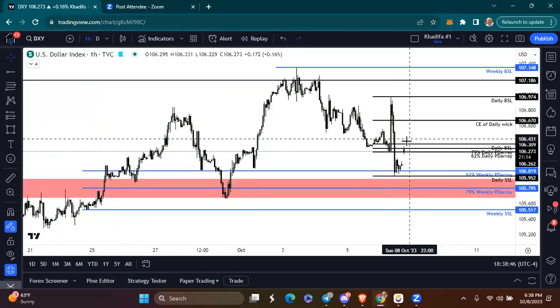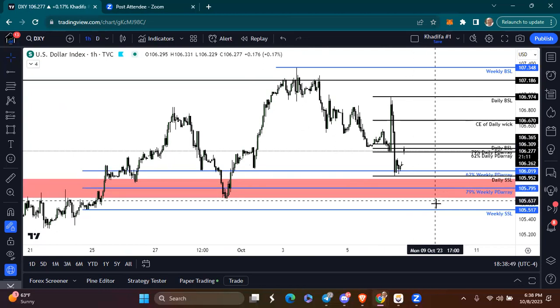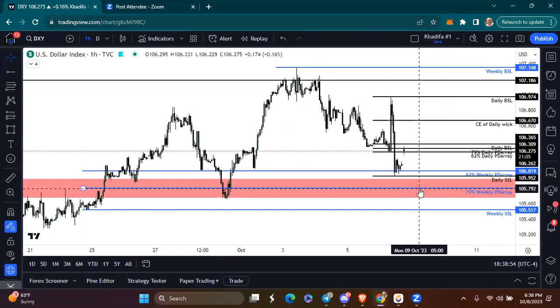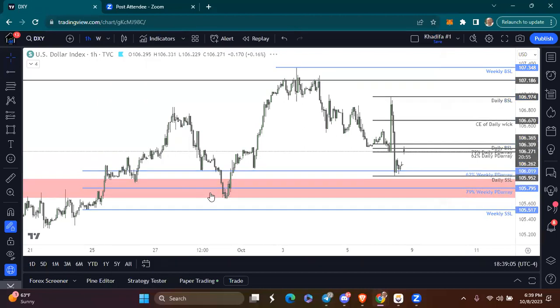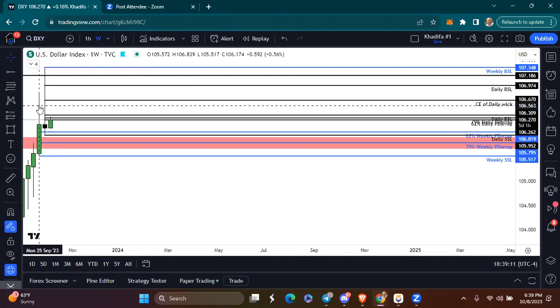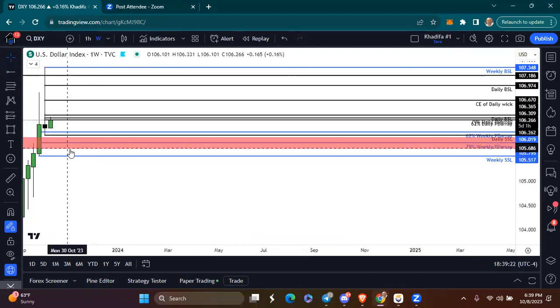And I want to see us go short from there down at least to the 79% weekly PD array from the week before last week's price range, right? This week right here. So let me go back to the weekly, so we're clear, right? These PD array levels come from this week's price action, the week of September the 25th. That's where these PD array levels come from, right? I want to see us run down into those levels.